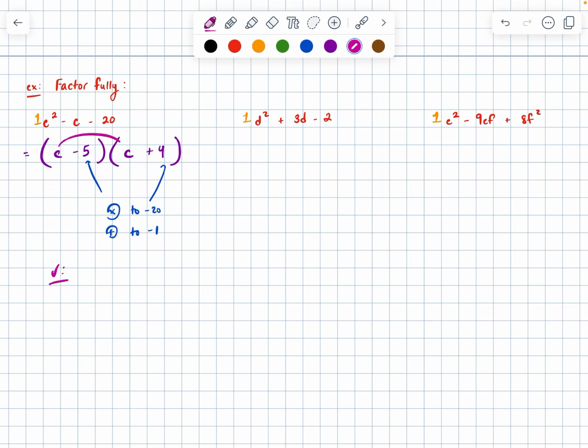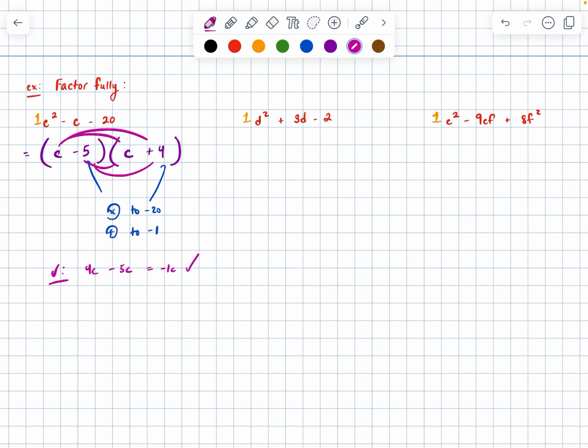So I'll take c times c, which is c squared. I'll take negative 5 times 4, which is negative 20. Again, I'm really only interested in checking that middle term. Well, c times 4 gets me 4c. Negative 5 times c gets me negative 5c. 4 minus 5 is negative 1c. This is the middle coefficient that I want.